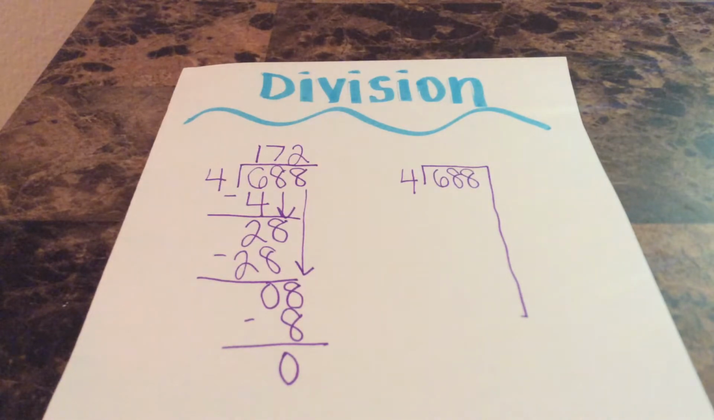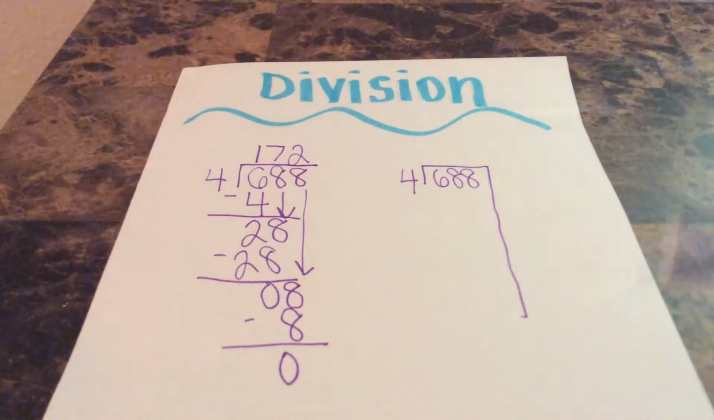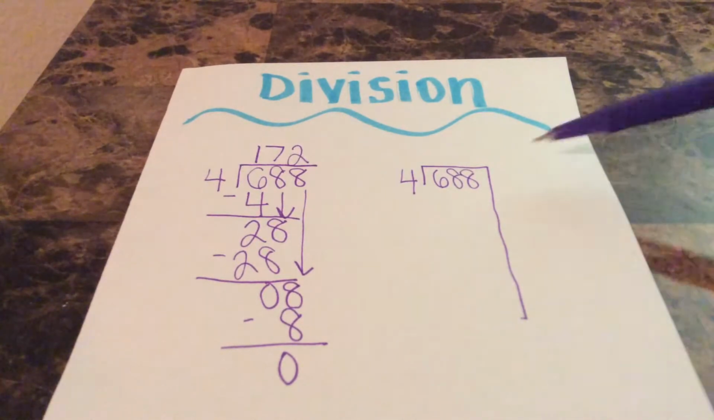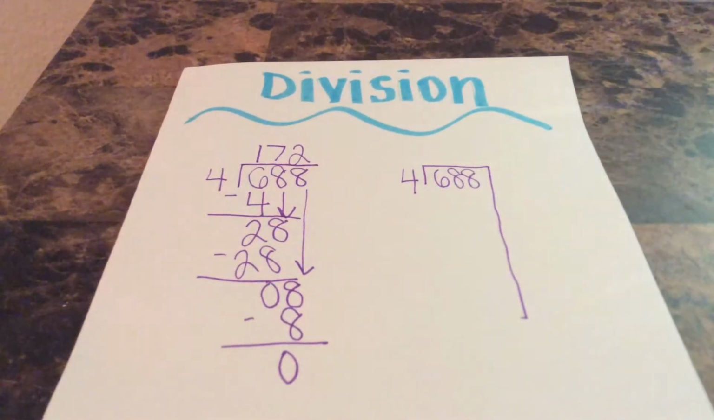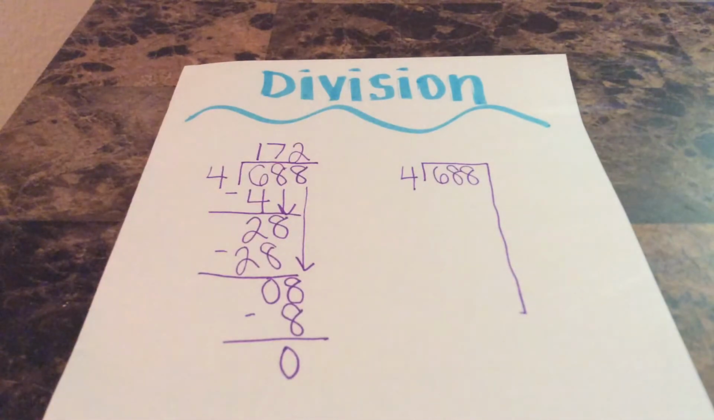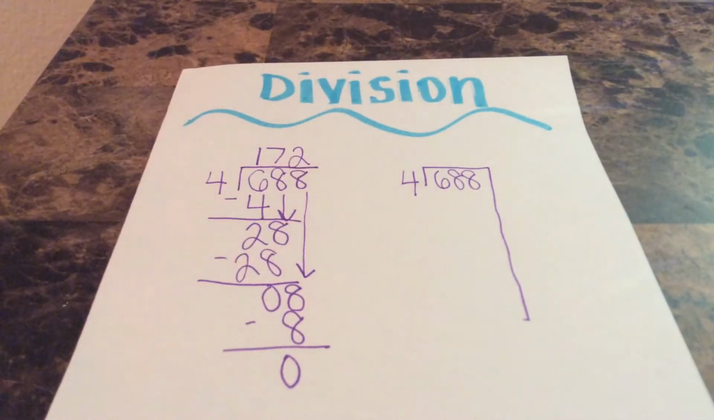So in order to do this approach, you notice I set it up similarly, except that I have this long line on the right-hand side. This is going to be the area where I keep all of my partial quotients on the side for the end. Okay, so the first question I ask myself is, I start with the divisor, and I say 4 times what is going to get me something close to 688 without going over. I want to start with the biggest thing I can possibly do because my objective is to get rid of 688 or at least get it down to a really small term that 4 cannot fit into.